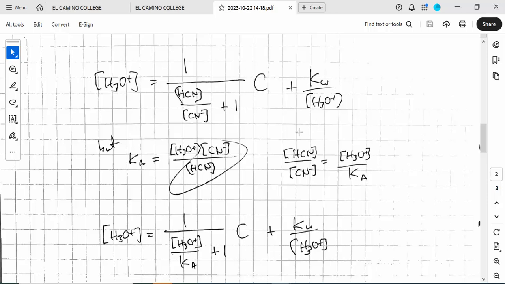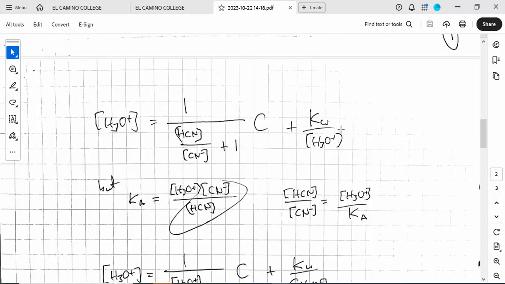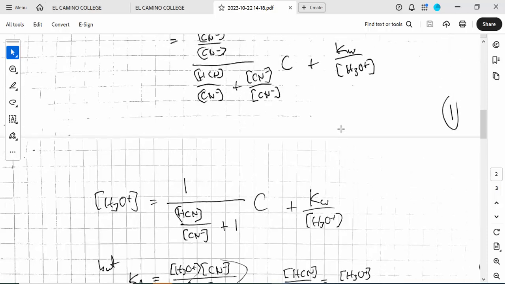Wouldn't the cyanide to HCN ratio be the same? Wouldn't that be equal to 1? Would this cyanide to HCN ratio be the same?